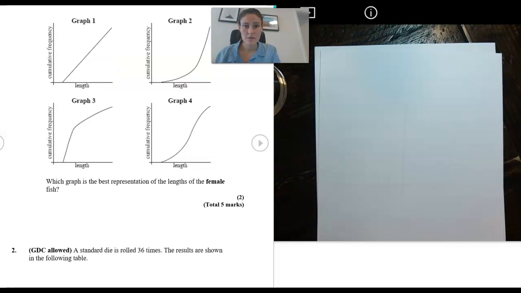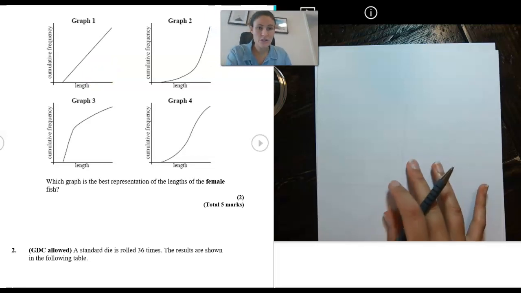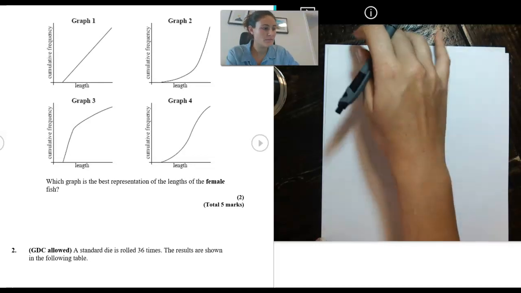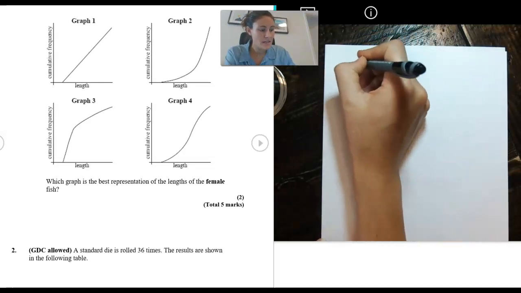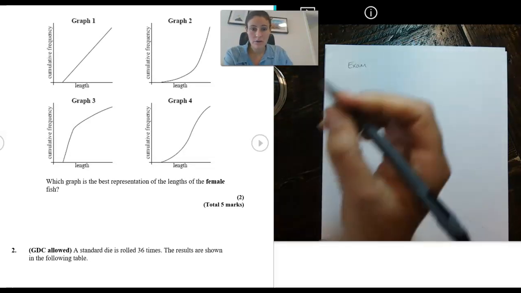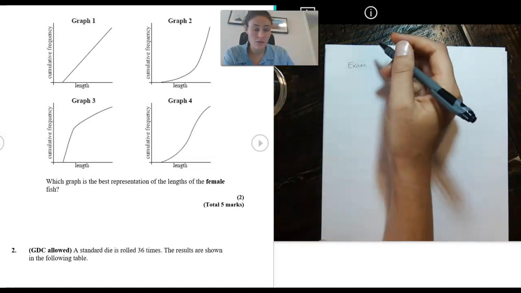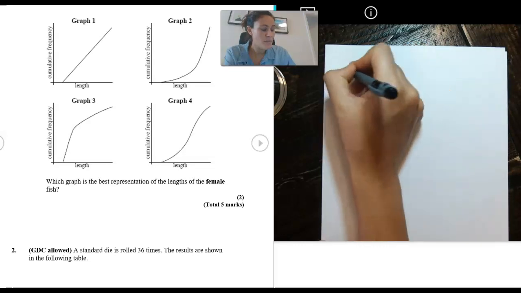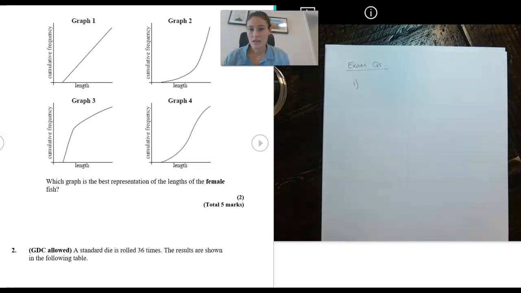Okay guys, so I'm just going to go through some of the exam questions that you said were a little bit troublesome. And the first one is question 1b, where you're matching these 4 bar graphs, cumulative frequency graphs here, with the female fish box plot.